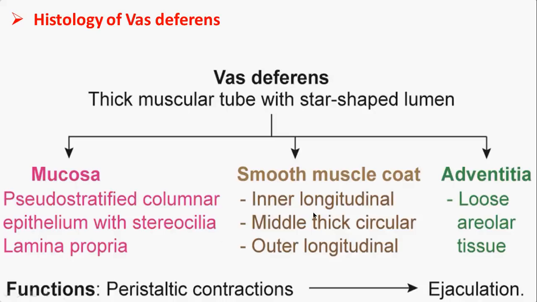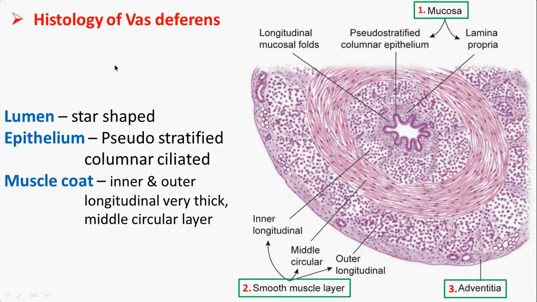Smooth muscle coat: in this there are 3 layers, inner longitudinal, middle thick circular, and outer longitudinal. Adventitia: loose areolar tissue. What are the functions? Peristaltic contraction and ejaculation. So how can we identify? First the mucosa. This is the lamina propria, which is below it.